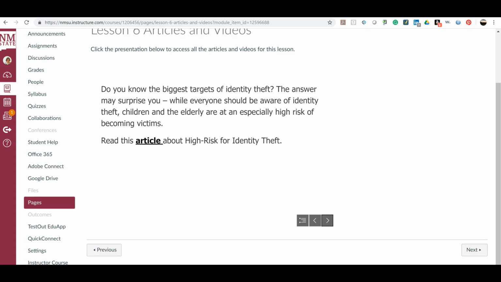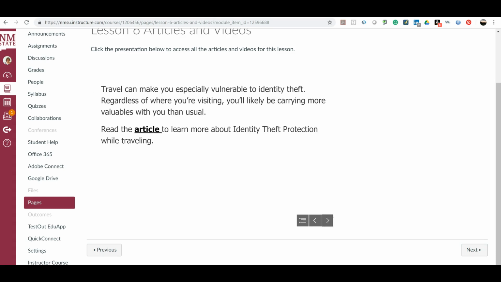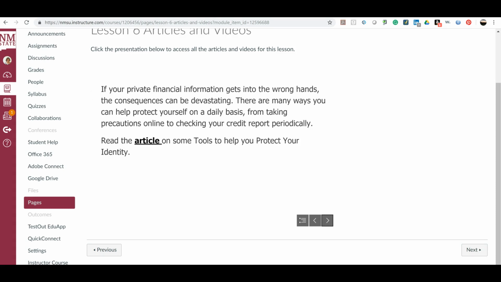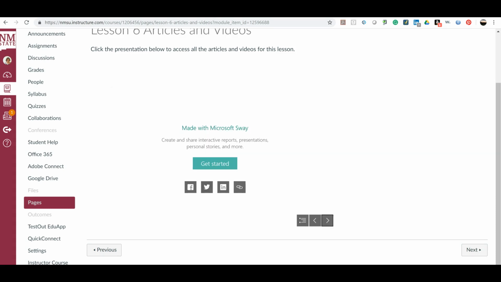Do you know what the biggest targets of identity theft are? This may surprise you, so be sure you read this article about high risk for identity theft. And also about identity theft protection, especially while you're traveling. Many of us like to travel. Here are some tools to protect identity, and then you will continue to begin the assignments.